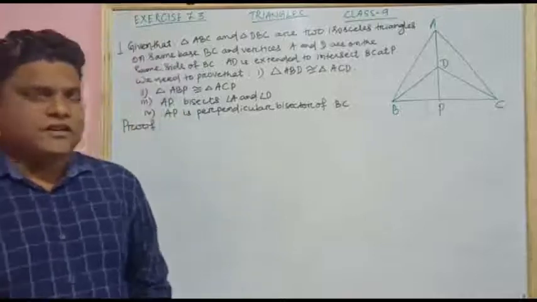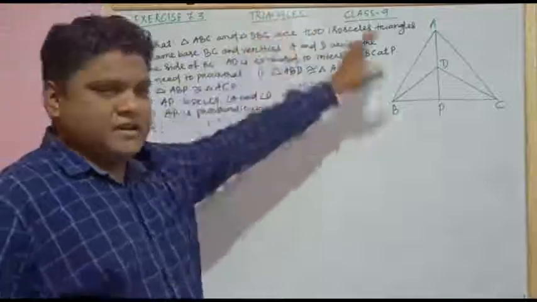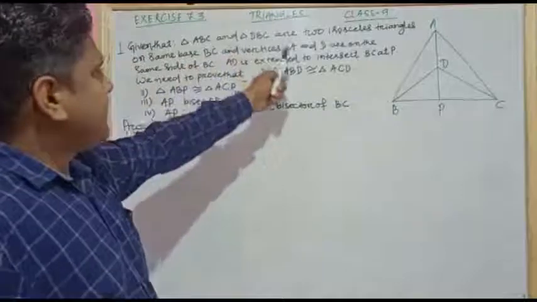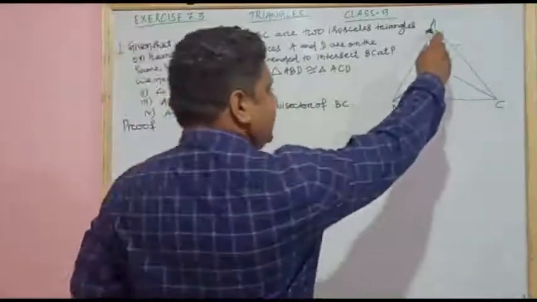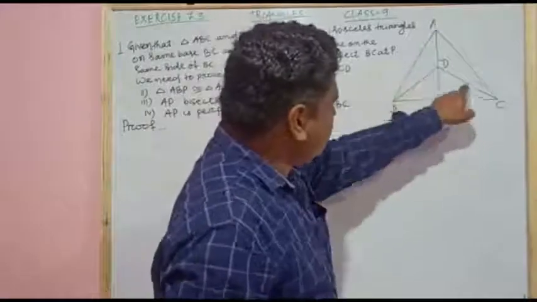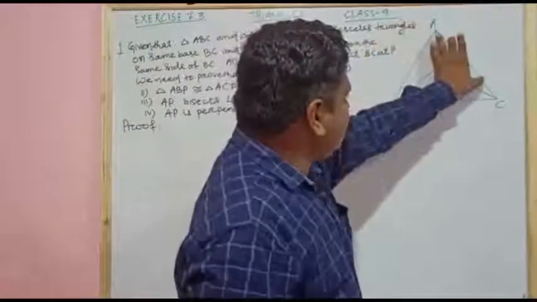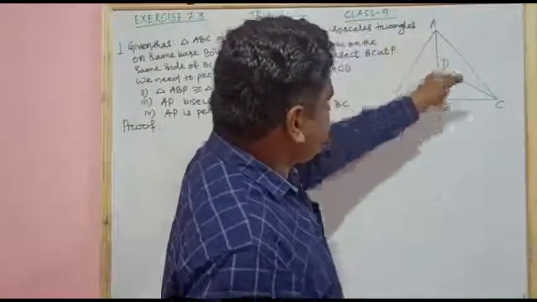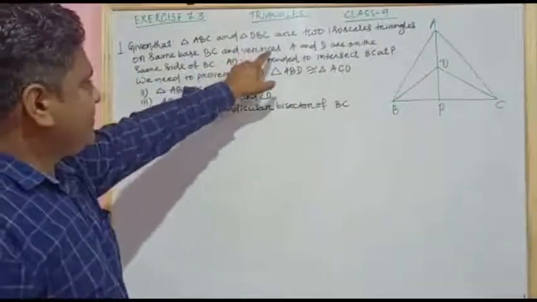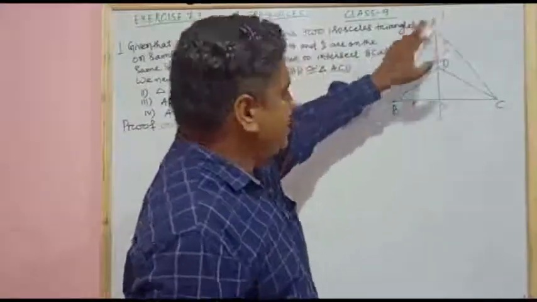Students, today we will take exercise 7.3 from the chapter Triangles of class 9. Question number 1: triangle ABC and DBC are two isosceles triangles. ABC means the complete, whole triangle, and DBC means this one, are isosceles triangles, which means AB is equal to AC and DB is equal to DC.